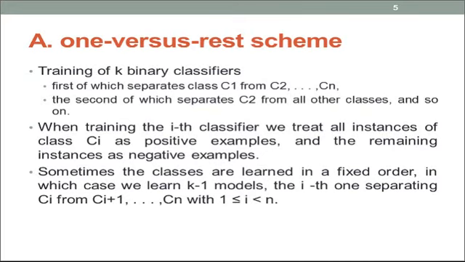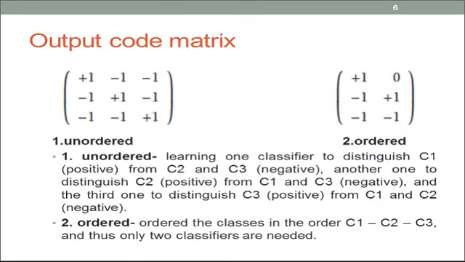Here we have k binary classifiers and we have different classes from C1 to Cn. The second of which separates C2 from the other classes and so on. Now we have to train the ith classifier. We treat all the instances of class Ci as positive examples and the remaining instances as negative examples. Sometimes the classes are learned in a fixed order. So we may have ordered or unordered ways of implementing the one versus rest scheme for multi-class classification.